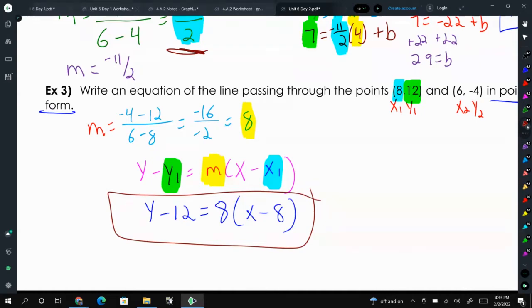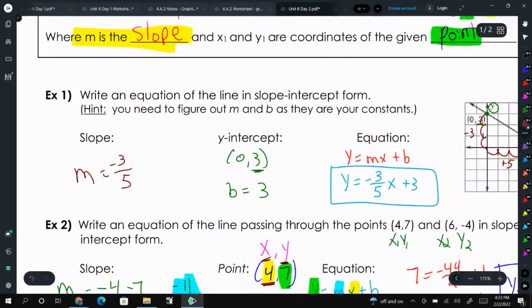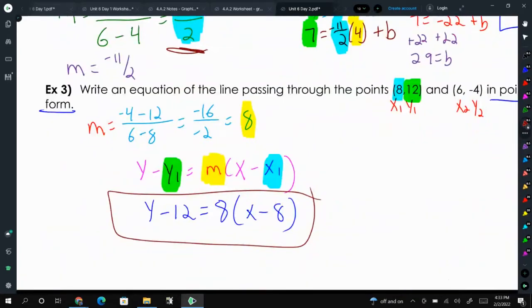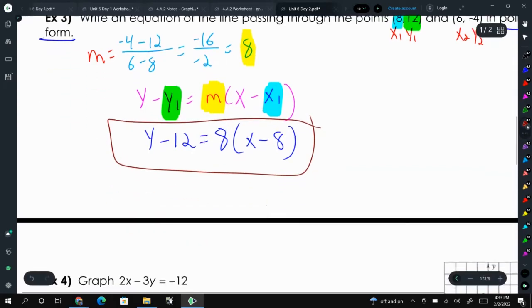Now, if you were given freedom to choose a method, then you might want to see what you're given. Like I said, if you're given a slope and a y-intercept, I would always use slope-intercept form to get your equation. If you're given just 2 points, then I would use point slope form. Or if you're given a point and a slope, I would use point slope form.